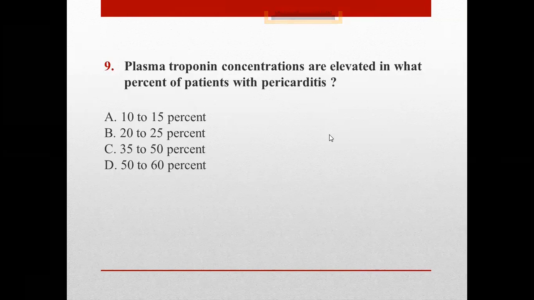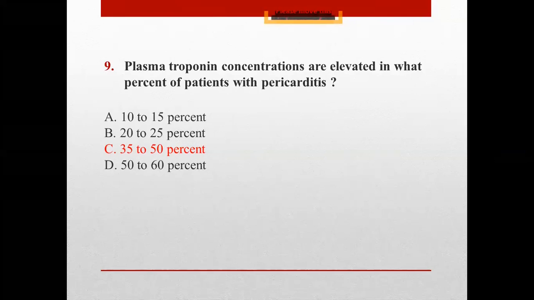So I can see that some of us have chosen A and the others have chosen B. So let us see the correct answer. It is C. We know that in patients with pericarditis, there may be involvement of the myocardium causing perimyocarditis. This may cause elevation of the cardiac troponin, which increases the dilemma in diagnosis of a patient with pericarditis, whether it is pericarditis or ischemic heart disease.